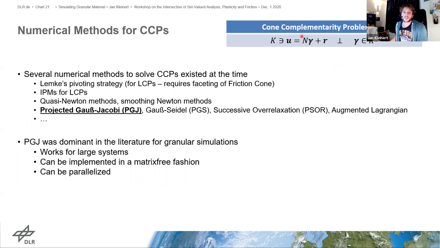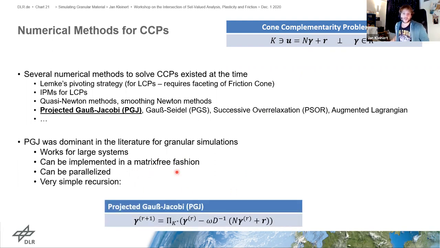So the dimensionality of this matrix changes with every time step, and to make sure you don't have to reallocate memory with every time step again, it makes sense to have a method that just relies on calculating matrix vector products. So you don't have to actually represent this matrix somewhere in memory. Also it can be parallelized very nicely. And finally, it has a very simple recursion.